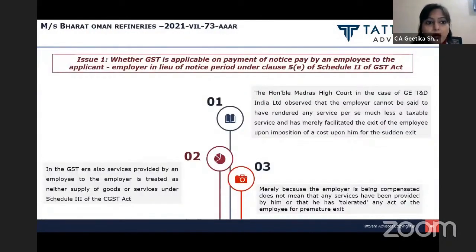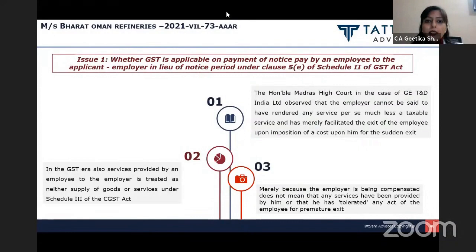Now, the last judgment, again, another controversy which has been time and again in discussion, the taxability of notice pay and all this. So prior to GST, we have a very clear-cut High Court judgment which said that notice pay is nothing. It is just a condition in the contract, and it's just to prevent an employer from bearing the damage if an employee is simply walking out without serving the notice period.